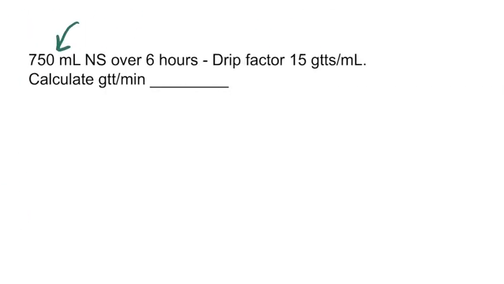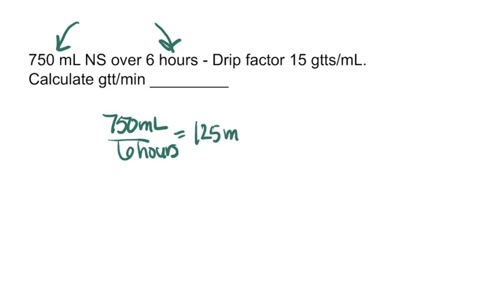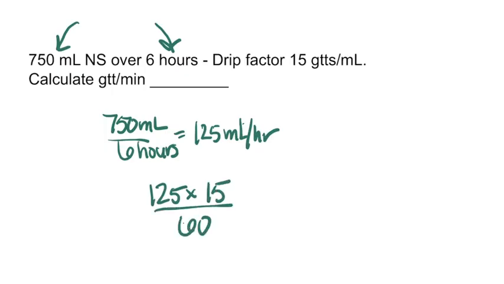Now I have 750 milliliters over 6 hours. Let's divide that out. 750 divided by 6 equals 125 milliliters per hour. I'm going to use my formula: 125 times my drop factor, which is 15, and I'm going to go ahead and divide that by 60.